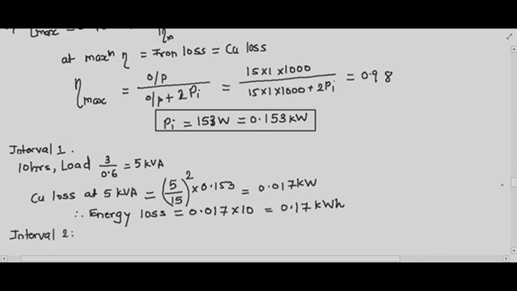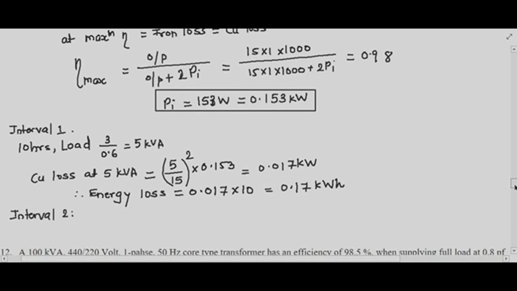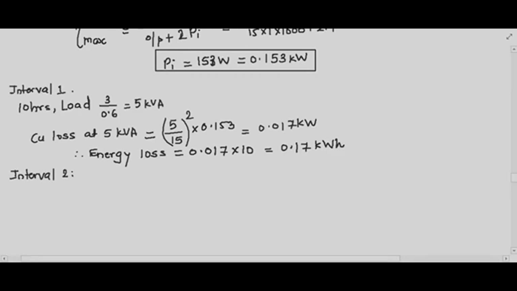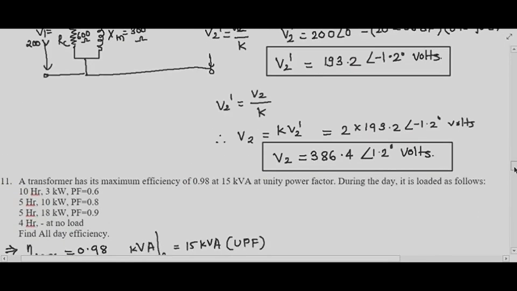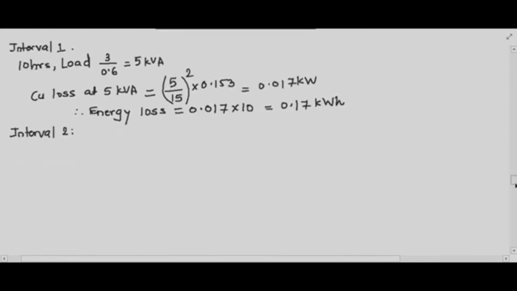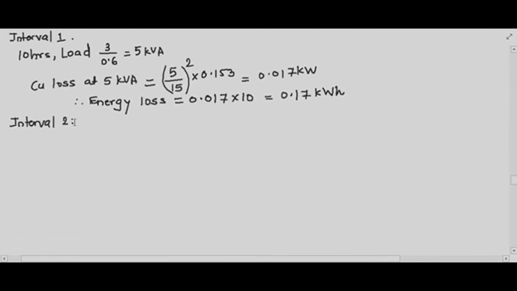I will explain it again properly. Listen, student. For interval 2, now let us find out the energy loss. My interval 2 is 5 hours, 10 kilowatt at power factor of 0.8. So interval 2, 5 hours. Load is, what is load? Load is kW divided by power factor. So 10 divided by 0.8. So it is 12.5 kVA.